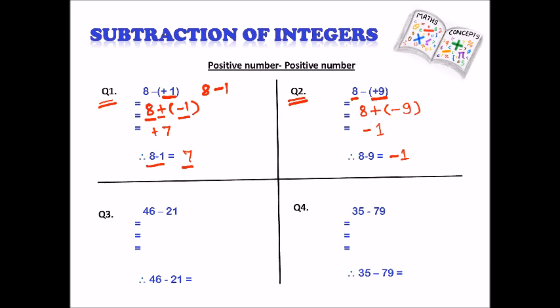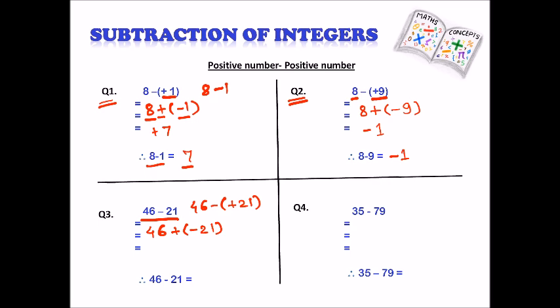Okay, now the third example, 46 minus 21. I've written it like this. I can write this as 46 minus plus 21 also. Okay, I've already mentioned this. Now to convert this into an addition problem, 46 plus minus 21. Okay, this becomes 46 plus minus 21.